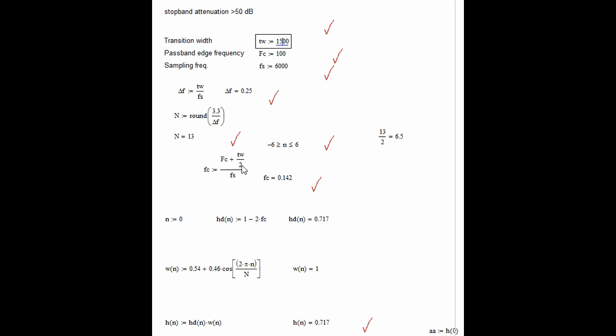How do I get FC? You have to do this formula FC. So cutoff plus, this is for smearing effect, so just know this formula. FC plus TW, which is my transition width, divided by 2, divided by Fs, which is that one. You get a new value for FC, our new cutoff, which is kind of normalized to a smearing effect. If you don't understand the theory behind it, don't worry, just do it.